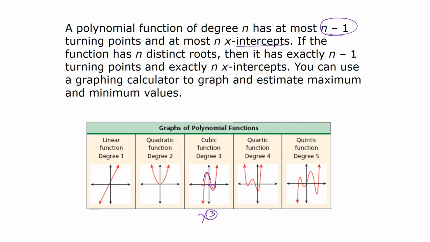It says the function has n distinct roots. Let's take a look at this one, which is x to the 4. Notice I have 1, 2, 3, 4 distinct roots. Then it has exactly n minus 1 turning points. So again, 1 turning point, 2 turning points, 3 turning points. And exactly n x-intercepts. Again, we have 1, 2, 3, 4 x-intercepts.